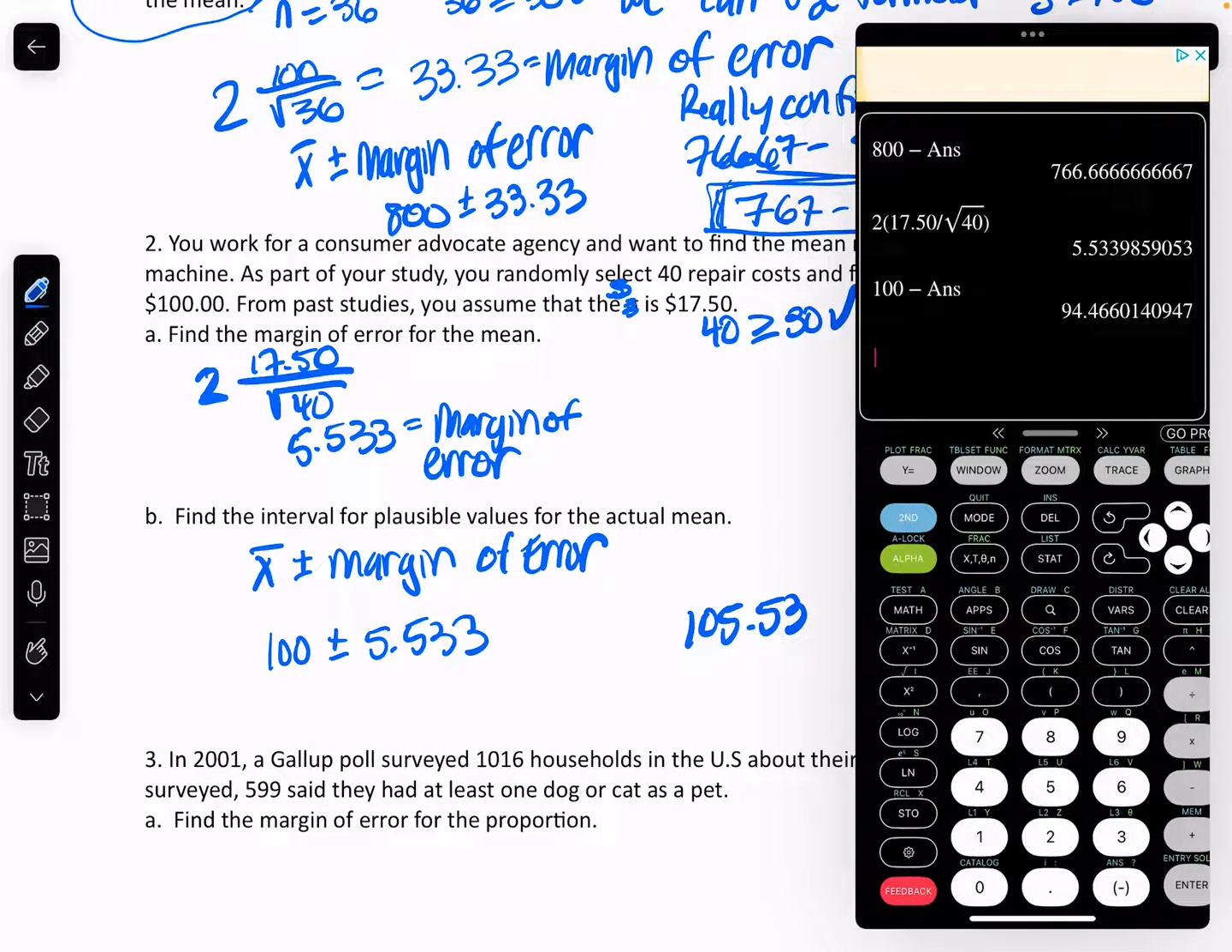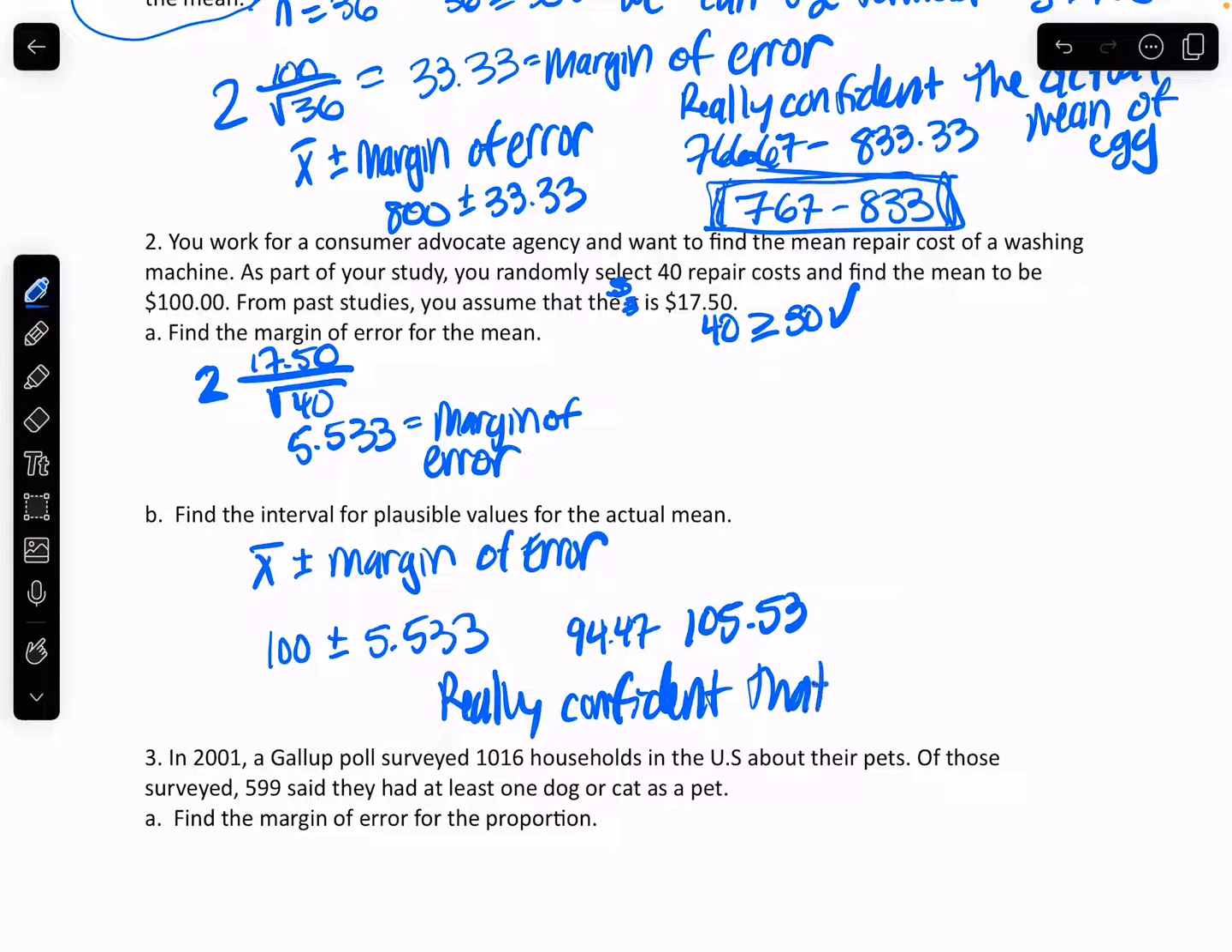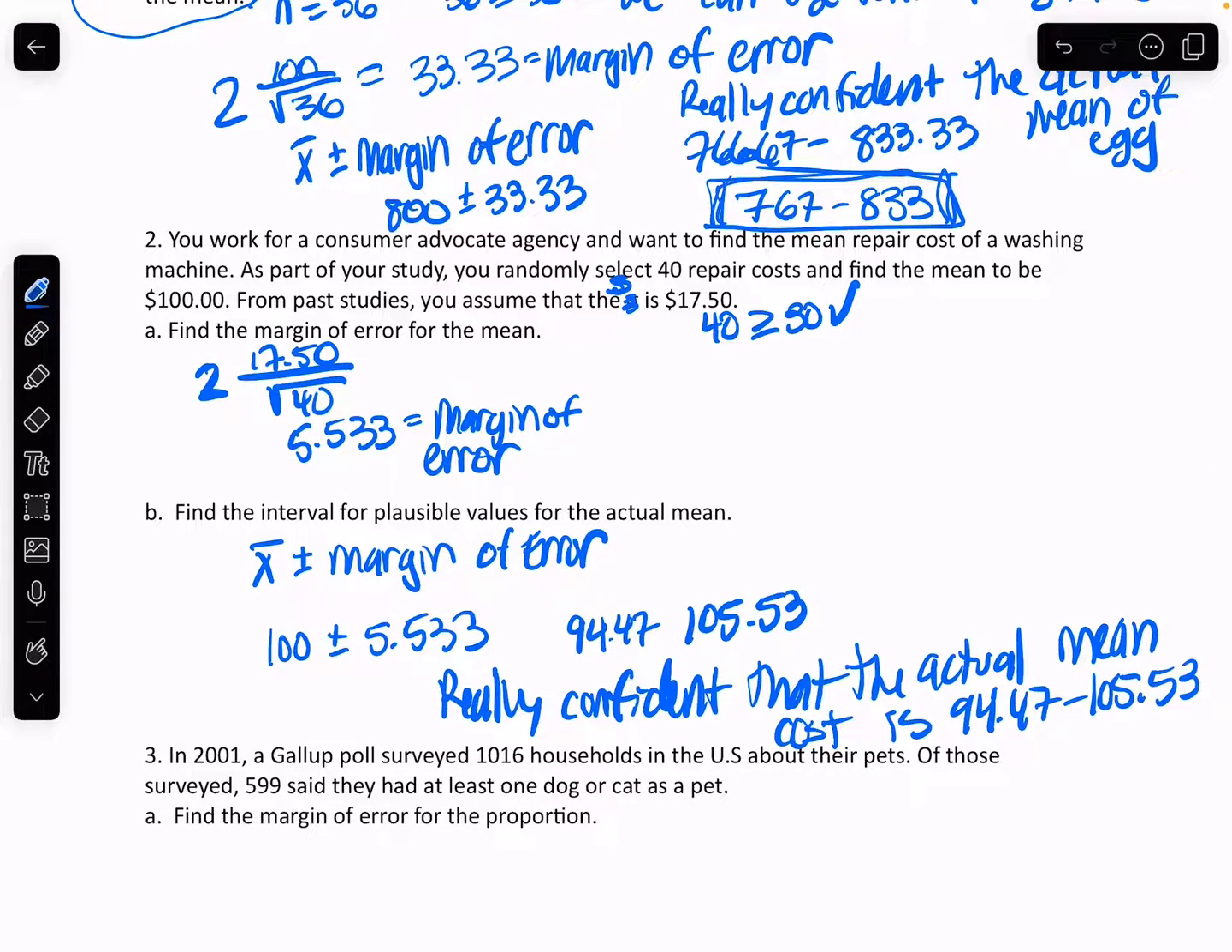I'm going to round to 2 decimals since we're talking about money. So what this means is that we're really confident that the actual mean cost for the population of washing machines is between $94.47 and $105.53.